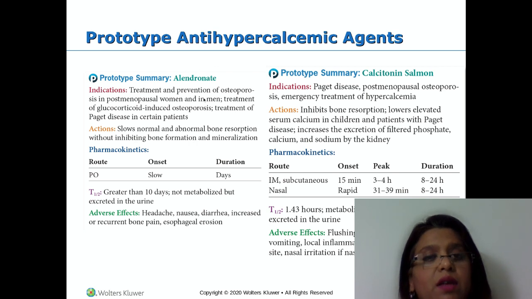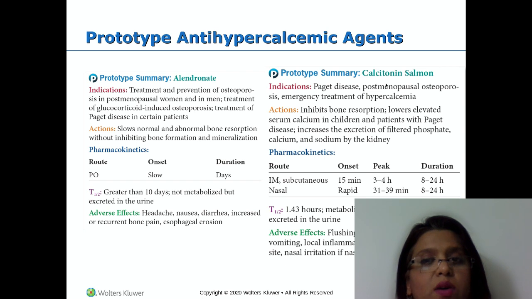And remember, it is given for treatment of osteoporosis in postmenopausal women. And this is for treatment of glucocorticoid-induced osteoporosis, and treatment of Paget's disease in certain patients. All right. And so this is one of the most important ones. Usually treatment time takes greater than 10 days. It doesn't work right away. It takes a little while. And it could give nausea, vomiting, diarrhea, headaches, and esophageal erosions.